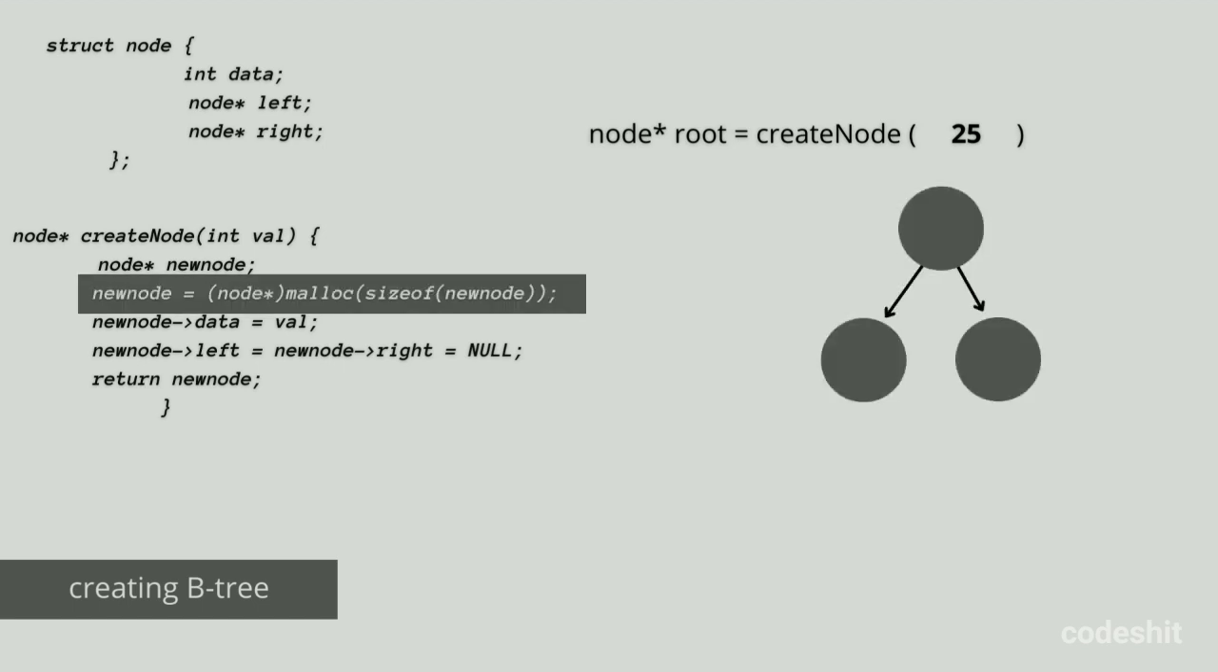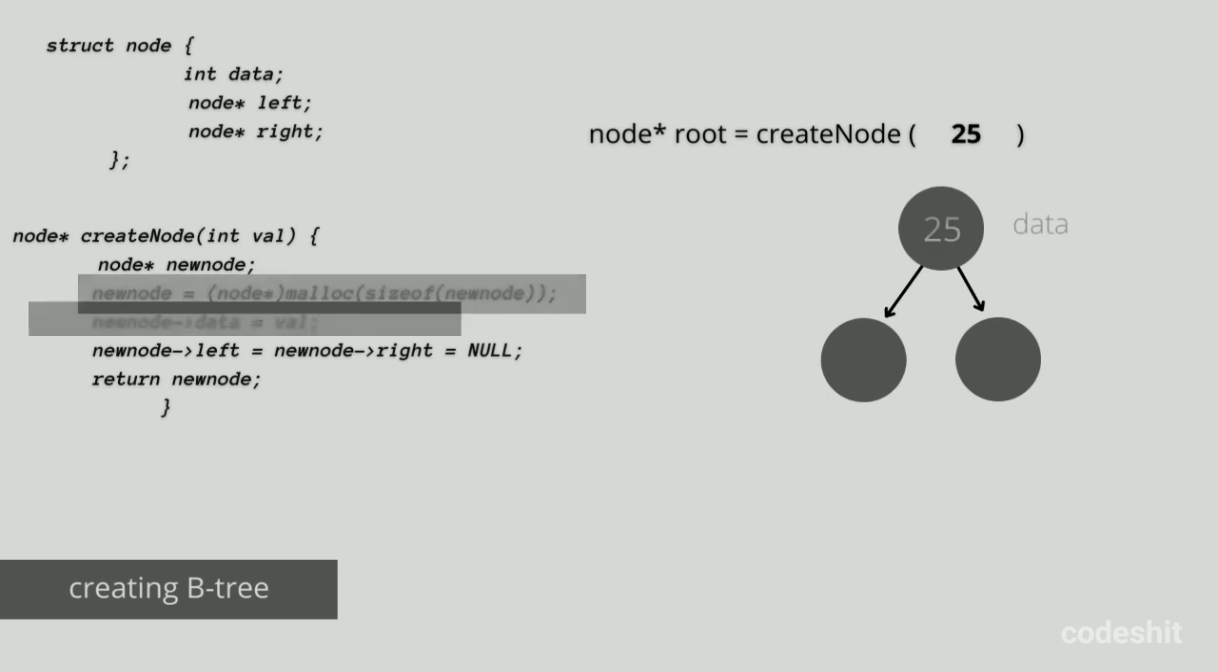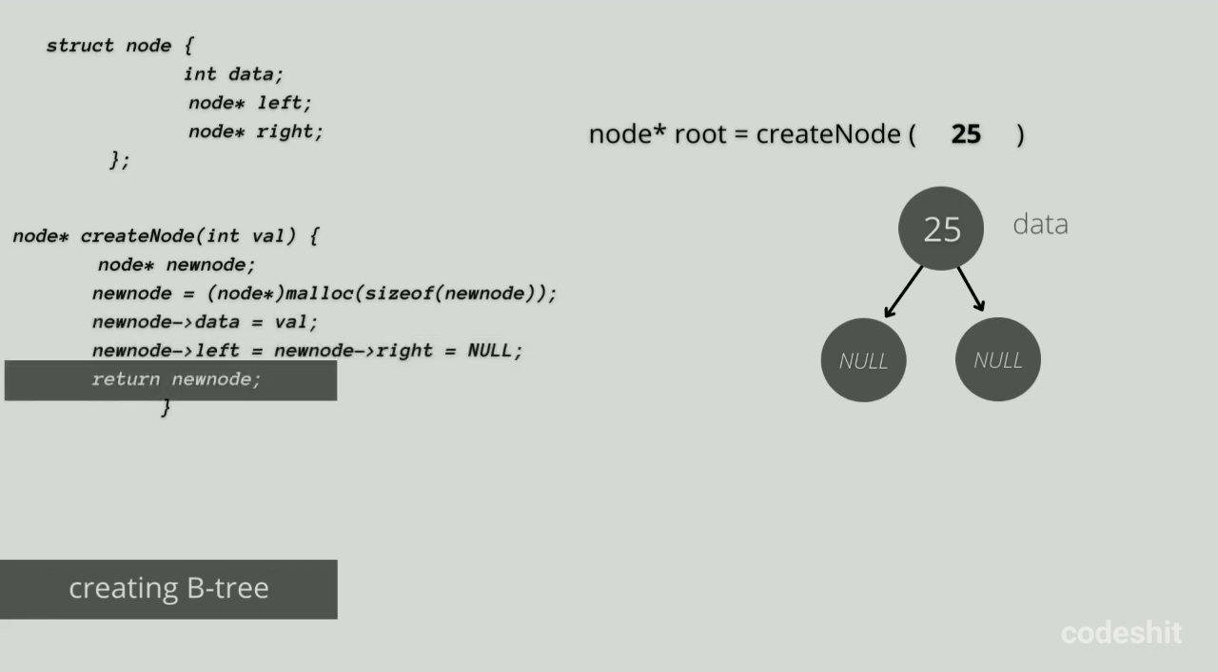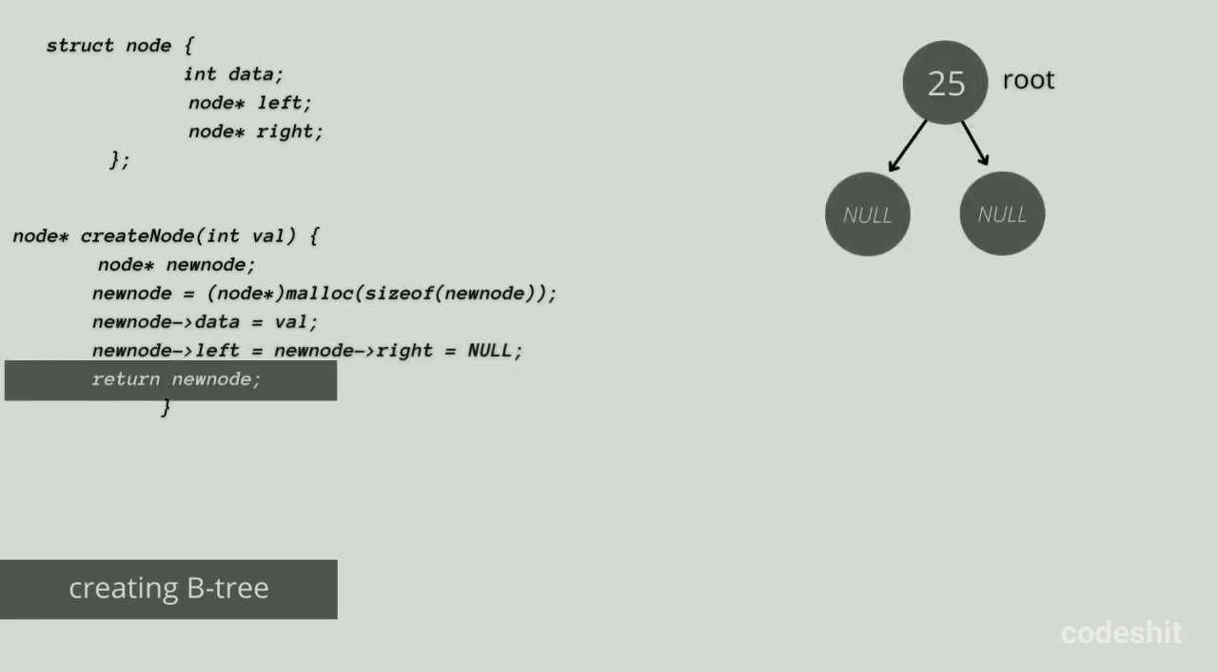Initially it holds some garbage value, so we'll pass the value 25 to its data part. Its data part now holds the value 25, and a null value goes to its left and right pointers. Finally I return this node. Okay, so I have created the very first node in memory.